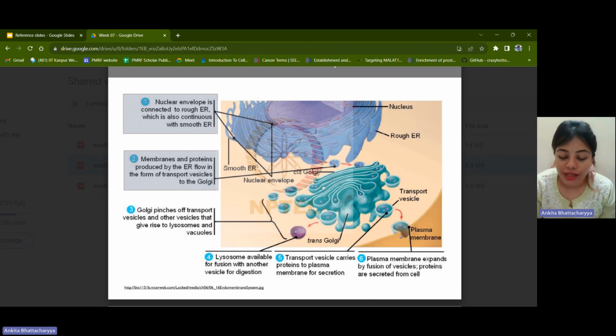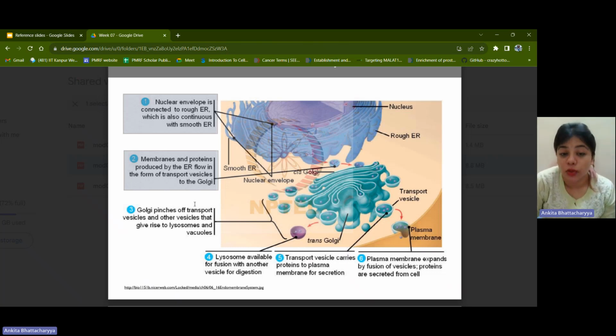However, for now, what we can understand is that certain proteins are being synthesized inside the ER. Once synthesized, it is packaged in a vesicle, and that vesicle is made up of the ER membrane, basically the lipid membrane. So the vesicle pinches off from the ER and is carried to the Golgi, and from the Golgi it pinches off transport vesicles and other vesicles that can give rise to other endomembranous compartments like lysosomes and vacuoles.